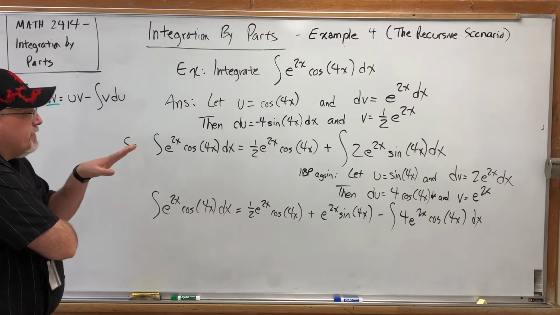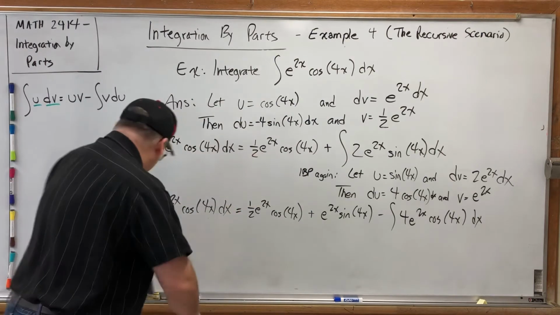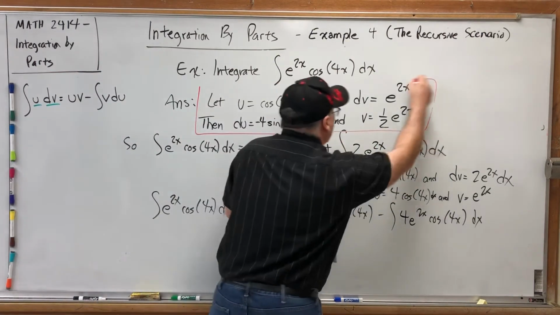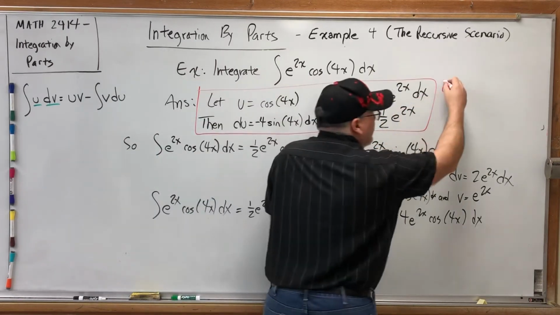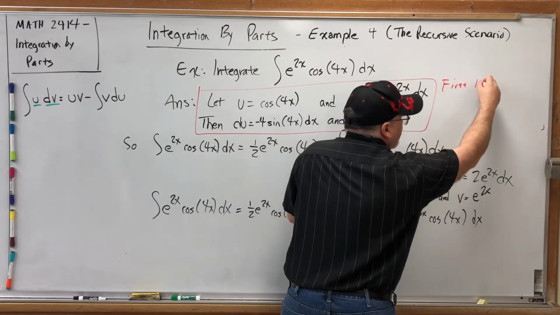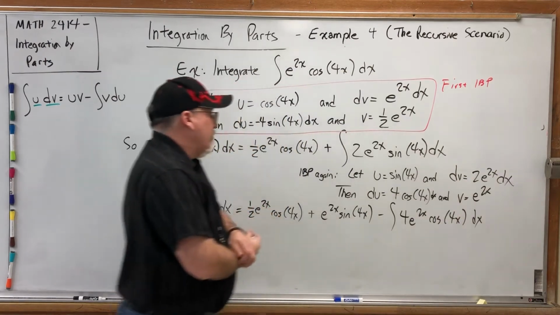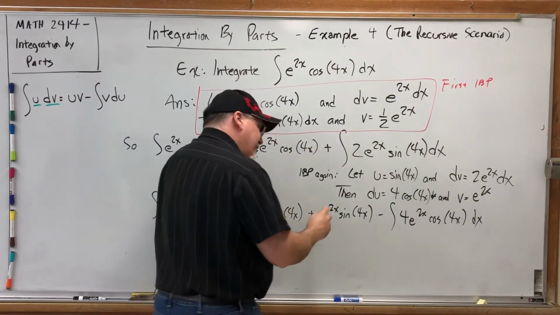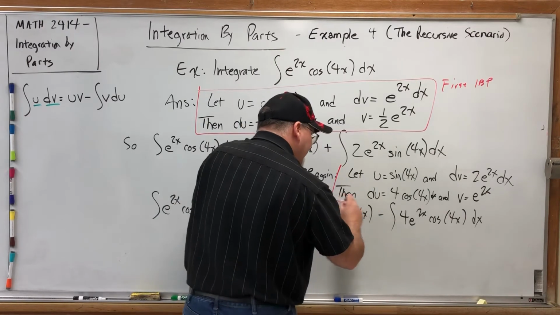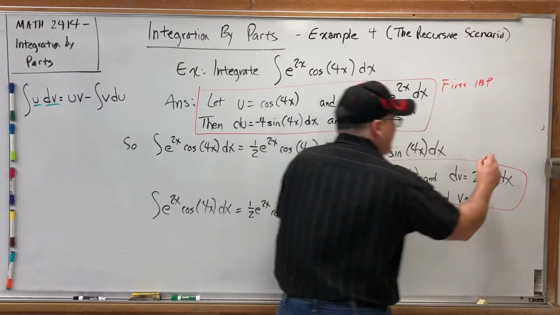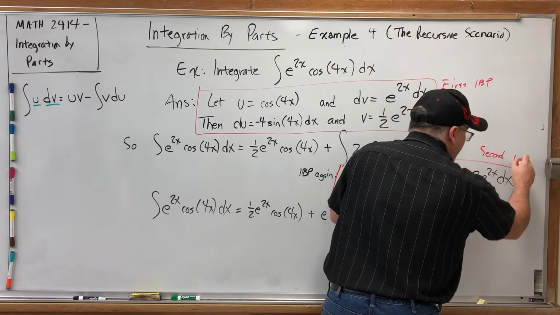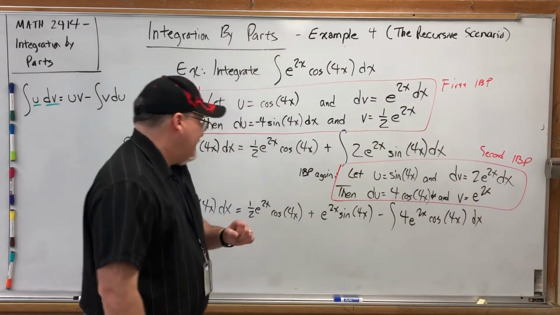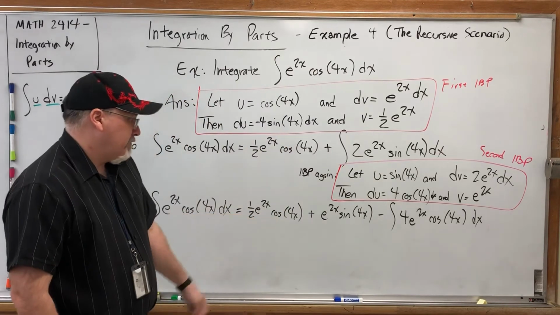We did the integral of e to the 2x cosine 4x, and I'm going to put some red boxes to make this a little bit more readable. This was our first integration by parts. And when we did that, it took us to this integral, which invoked the second integration by parts. And when we did that in the first integration by parts, it took us here.